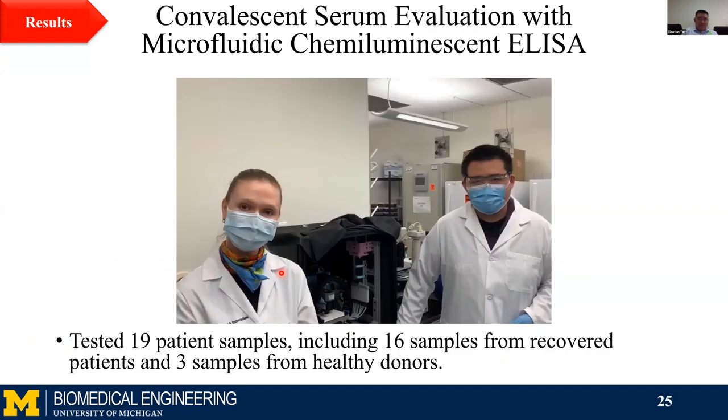So this is myself, and this is Dr. Mila Krell. We shipped our microfluidic ELISA system to their hospital in New Jersey and used it to test several patient samples, including 16 samples from recovered COVID patients and 3 samples from healthy donors. This happened in late May.